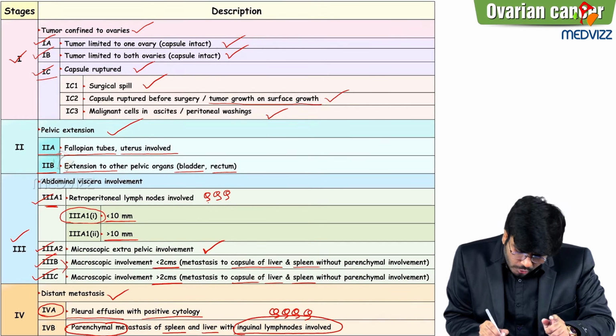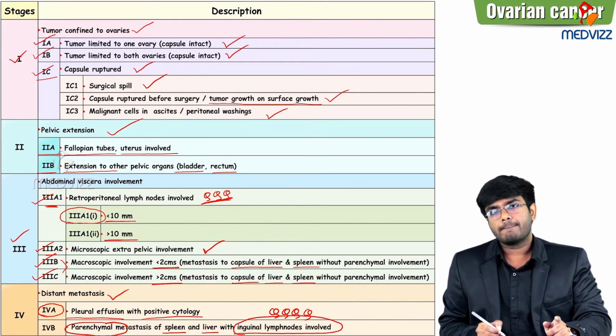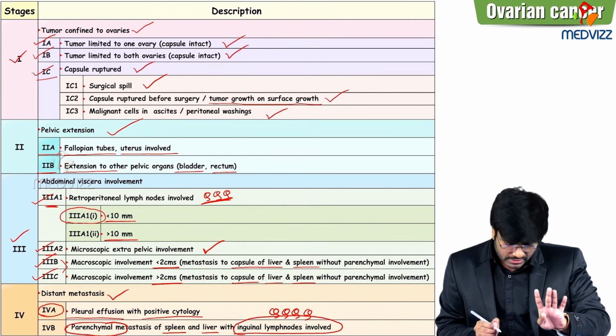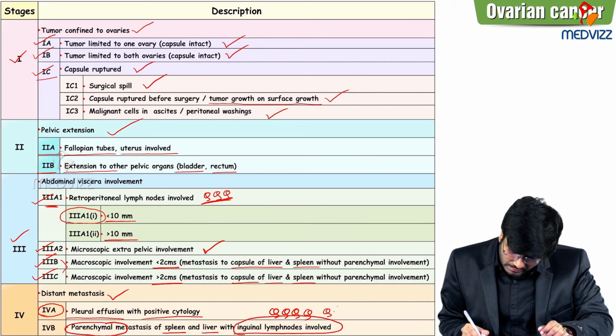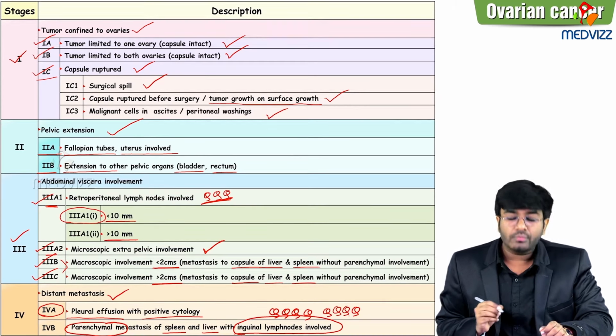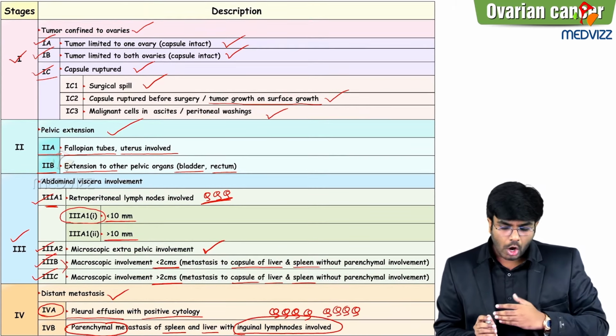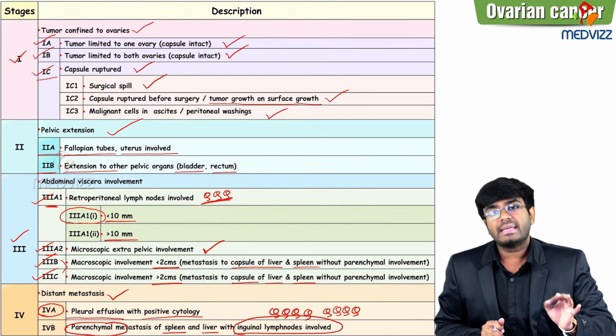Involvement of retroperitoneal lymph nodes is 3A1. Stage 4 is involvement of inguinal lymph nodes, MCQ. Very much important. So this is all about the staging of ovarian cancer.